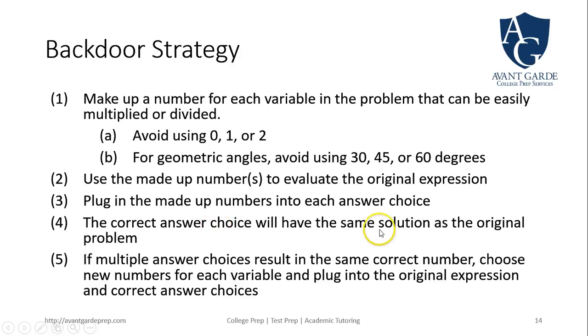The correct answer choice will have the same solution as the original problem, correct? And if multiple answer choices result in the same correct number, which sometimes happens, keep the ones that result in the correct number, and then go from there and pick a different number for the ones that result in the same answer. I have never seen an instance where you've had to work and solve this out more than once with another answer choice.